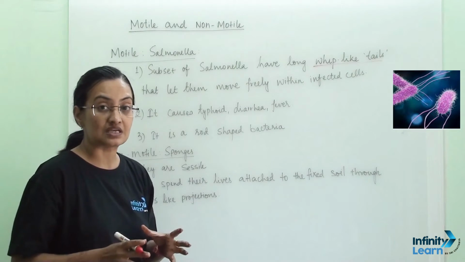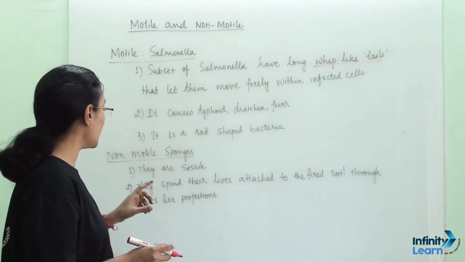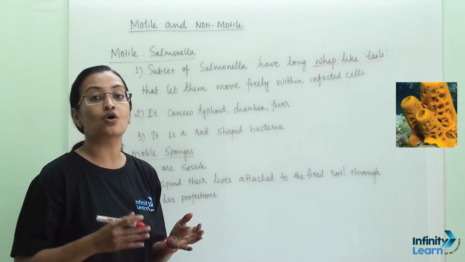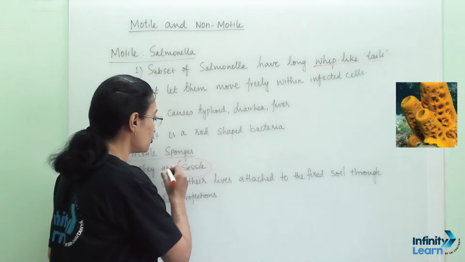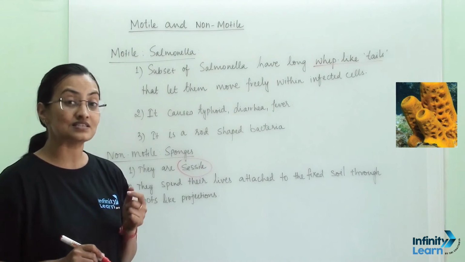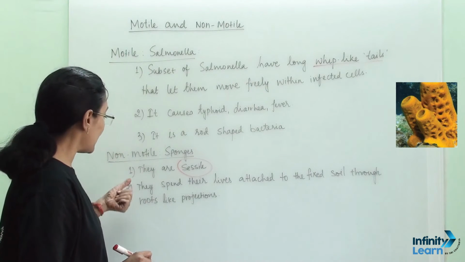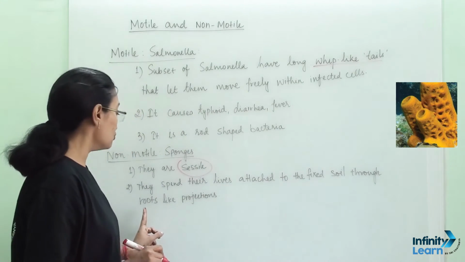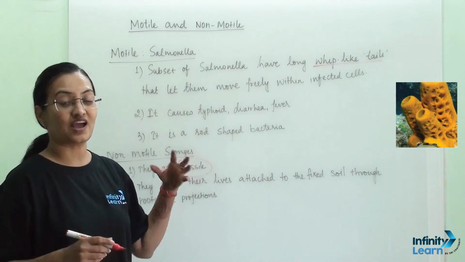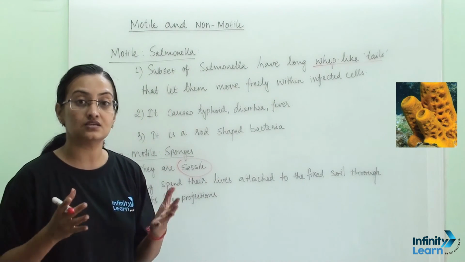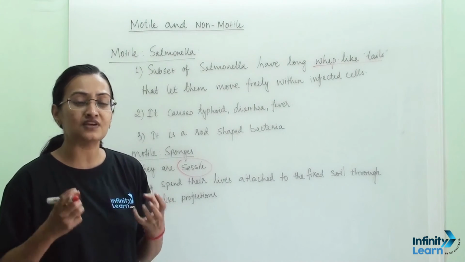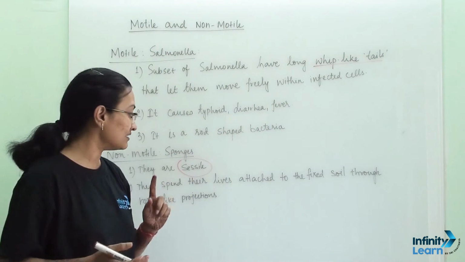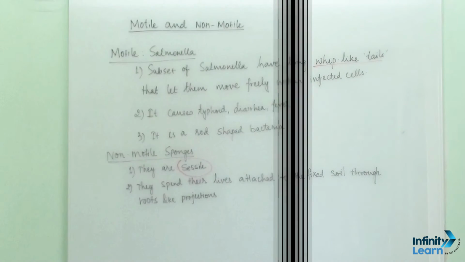Now the sponges are considered non-motile organisms because they are sessile. Sessile means which cannot move. The other name for non-motile organism is sessile. The second point is that they spend their lives attached to the fixed soil through root-like projections. They have root-like projections which they insert into the soil and fix themselves to the soil. So they cannot move, they are non-motile, they are also known as sessile.